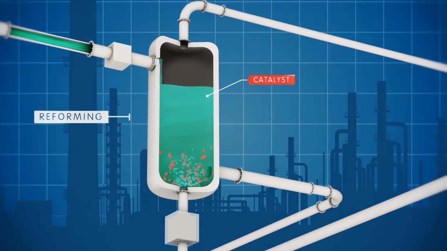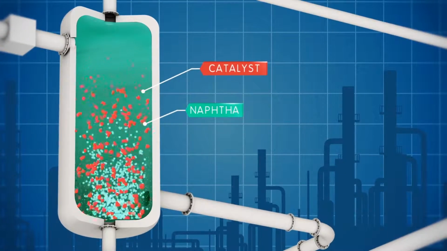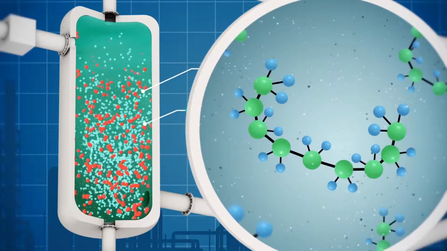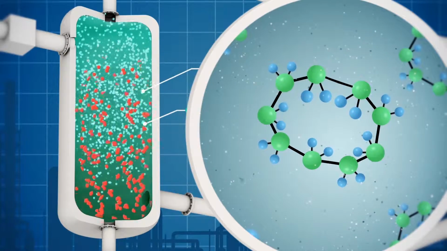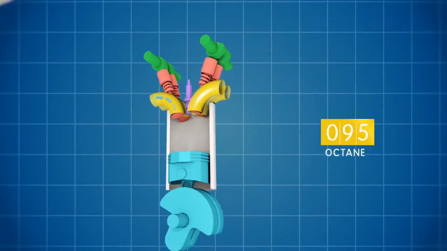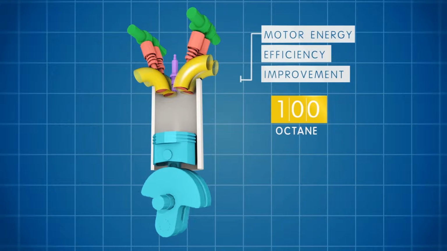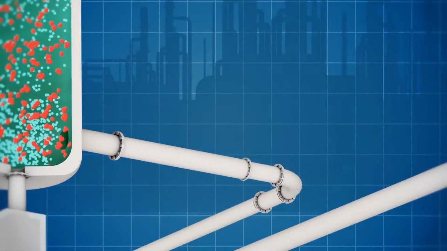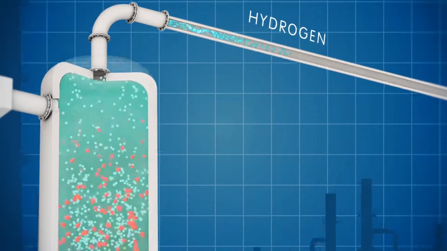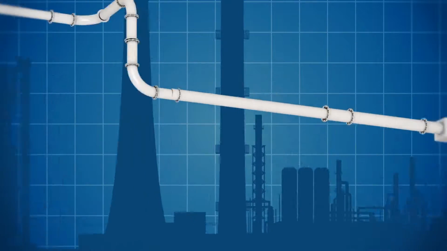There, naphtha is transformed to gasoline through a catalytic process, where the straight hydrocarbon chains are cyclized, increasing octane number. Hydrogen, which is a byproduct of the cyclization process, is used in other processes of the refinery.